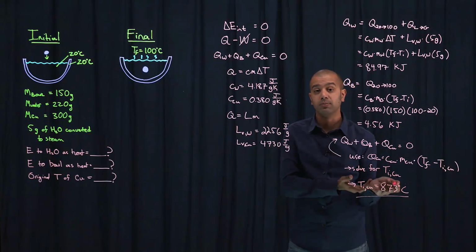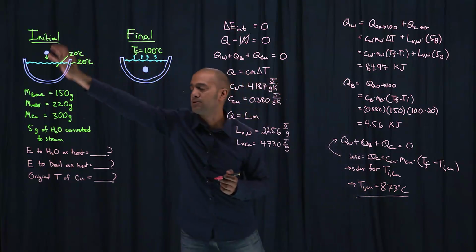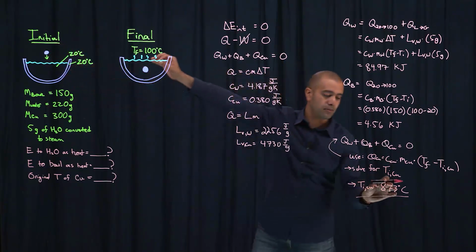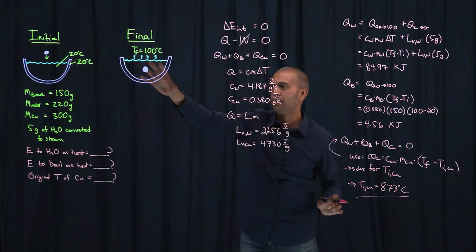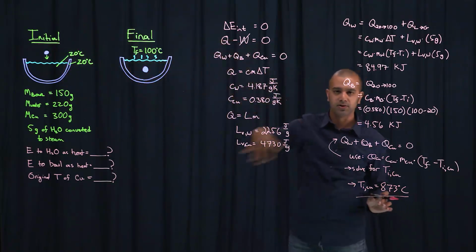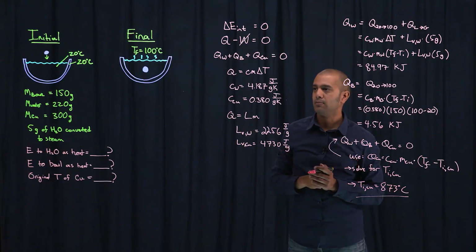And you see that it has to be pretty hot to get this to heat up to 100 degrees. So you put this very small copper cylinder in here, and because it's so hot, and everything is isolated, that heat transfers to the water and the copper bowl, and then everything eventually equilibrates to 100 degrees. So that's that for the problem.